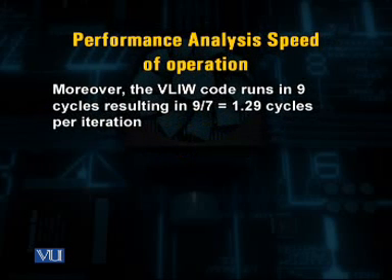Similarly, we can also look into the performance based on speed of operation. The example very long instruction word code runs in 9 cycles, which results in 9 divided by 7 iterations, which is 1.29 cycles per iterations. This result shows that the very long instruction word processor is twice as fast as superscalar processor, when it is scheduled by the compiler.